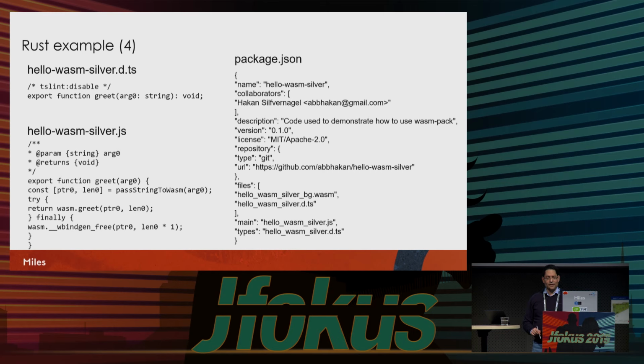And then the second thing we have is a JavaScript file. And this JavaScript is actually the glue between our application code in JavaScript and our WASM file. So for example, you can see here if we call our function greet, then there is a function called passStringToWasm, and then with the argument that we called in, for example. And then we have our package definition, package.json, and in that we have a list of the files that this package consists of, which is the WebAssembly file, this types definition file, the TypeScript file, and also our JavaScript glue file.